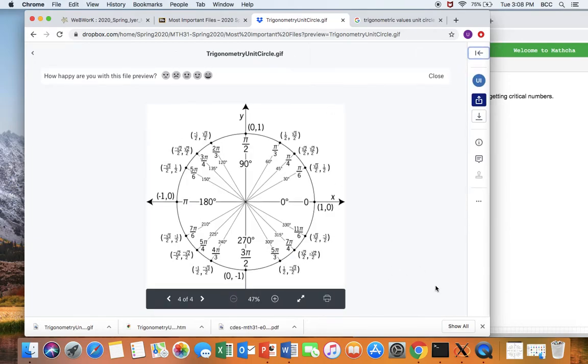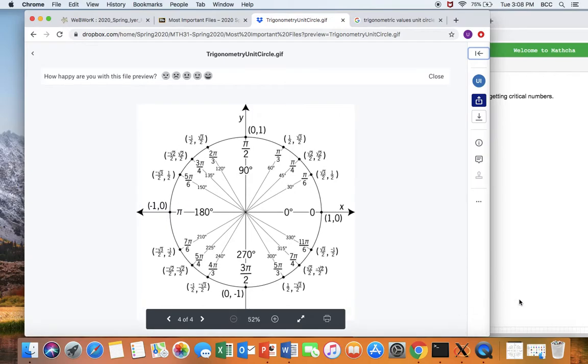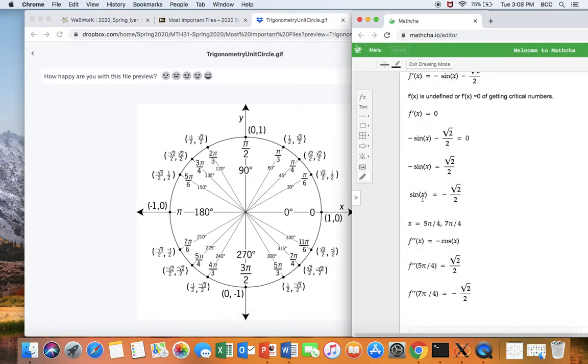Okay, so let's figure this one out. I'm looking for x values such that sine is negative root 2 over 2. If you remember the unit circle, sine is the y coordinate, so I want it to be negative root 2 over 2. So it won't be above, it will be below. Here is negative root 2 over 2 and here is negative root 2 over 2. One angle is 5 pi by 4. The other angle is 7 pi by 4. That's all I have done.